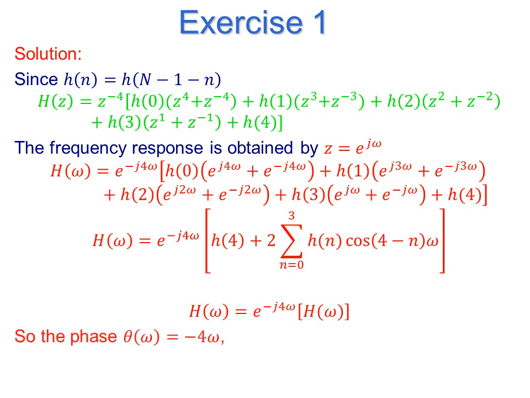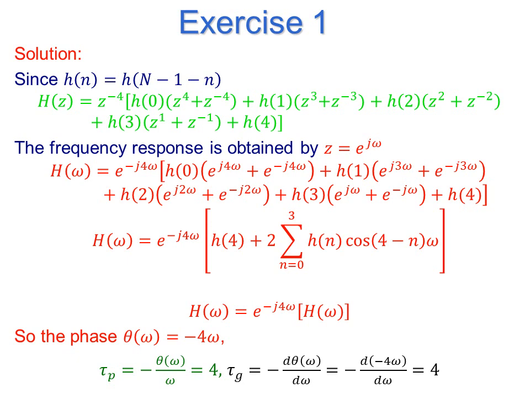So in this case, one can say that the linear phase theta of omega is equal to minus 4 omega, that is, with value alpha equal to 4. Or one can find the phase delay tau p, which is equal to minus theta of omega divided by omega, and that is equal to 4. So minus theta of omega is equal to 4 omega, omega will get cancelled out, and we have tau p is equal to 4. Similarly, the group delay tau g is equal to minus d by d omega of theta of omega, that is equal to minus d by d omega of minus 4 omega. So d omega gets cancelled, minus 4 becomes plus 4.